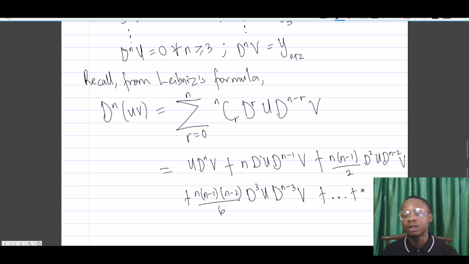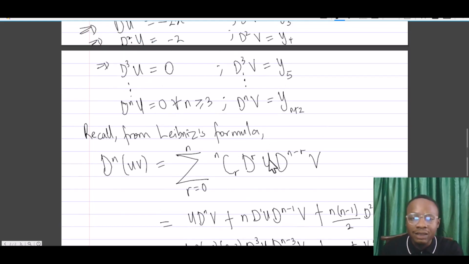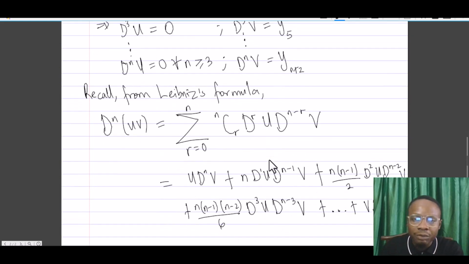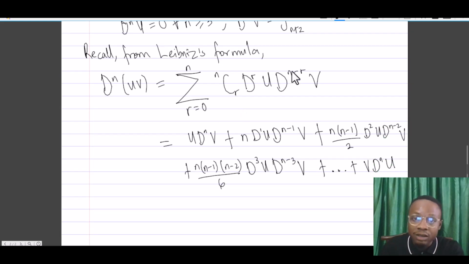It will continue up to n combination n, which is 1 also, and that will be the 0th derivative of v, the nth derivative of u. So that will be v multiplied by the nth derivative of u at the end of the day. So the order for u keeps going from 0 to n, and the order for v keeps going from n to 0. All right, so basically this is what we need here, but we know that for our particular function now, so this is the Leibniz formula. I just wrote everything out again.